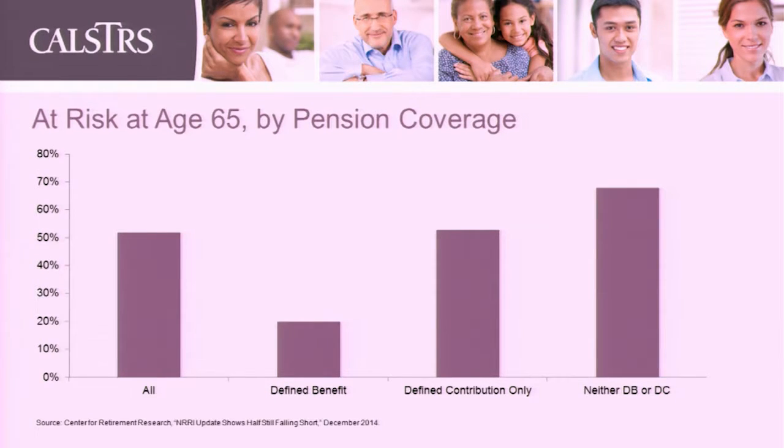And I mentioned that those who have access to a defined benefit fare better in retirement, and this is risk at age 65 depending on the type of pension coverage you have. Fewer people who have access and participate in their defined benefit wind up with lower risk of falling short in retirement.